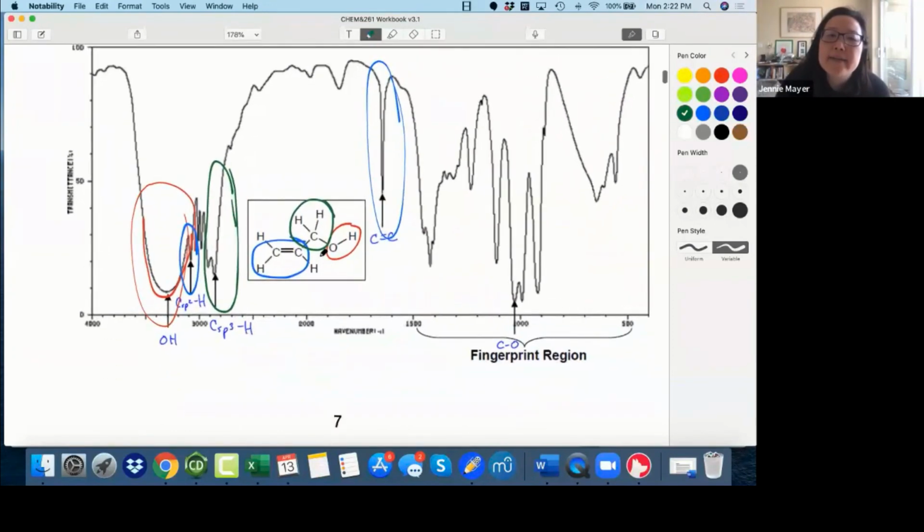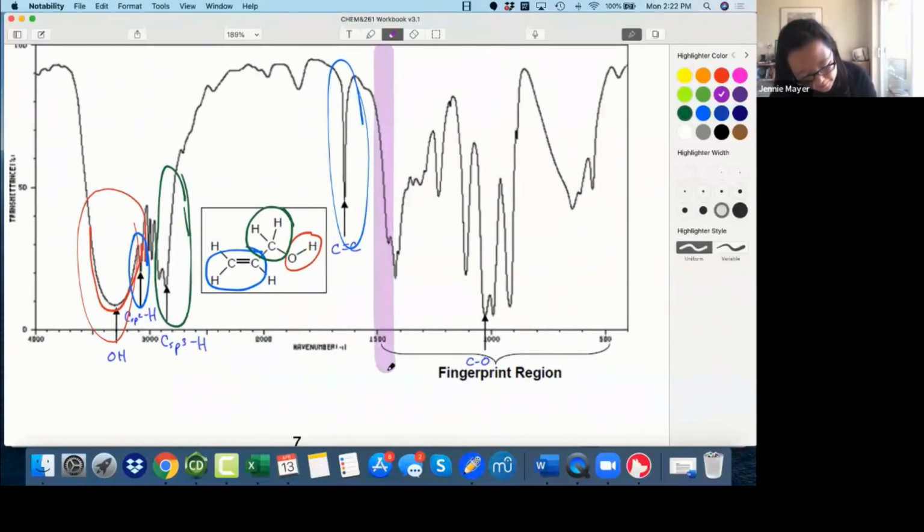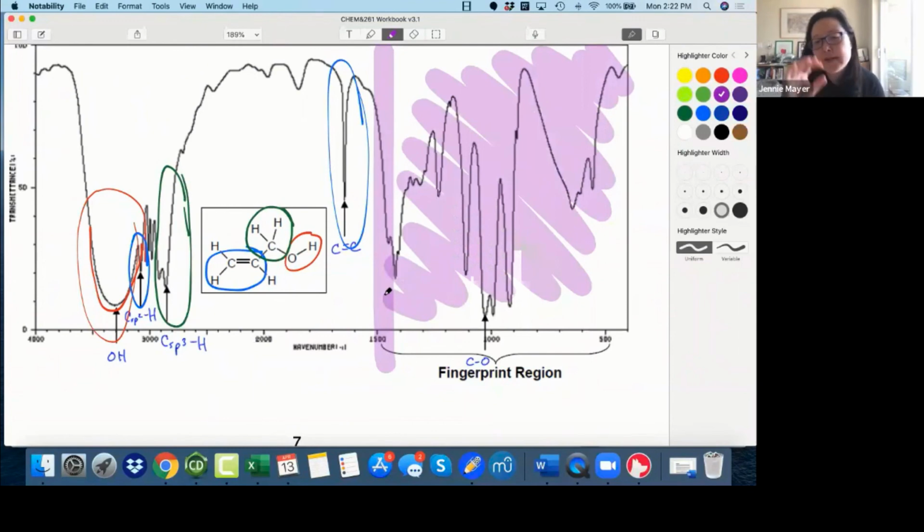The last thing is notice this fingerprint region is basically anything past or below 1,500. I would usually disregard it because it's very specific to this particular molecule. It can be used for exact matches if I ever needed to know for sure whether it's really this compound or just happens to be coincidental. Then I can use this fingerprint region.